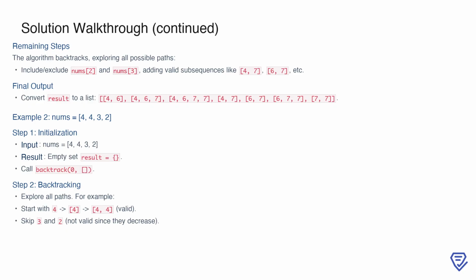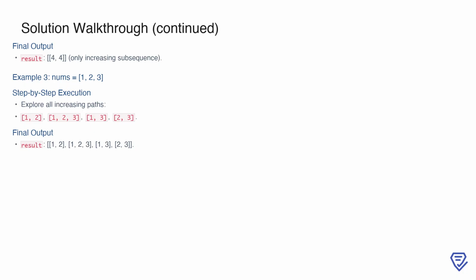Moving on to another example, consider the input nums equals 4, 4, 3, 2. This time, we initialize result as an empty set and call backtrack 0 to explore paths. For the input nums equals 4, 4, 3, 2, the algorithm identifies that only the subsequences 4 and 4, 4 are valid because 3 and 2 are smaller than the prior elements in the path. This yields the result 4, 4.